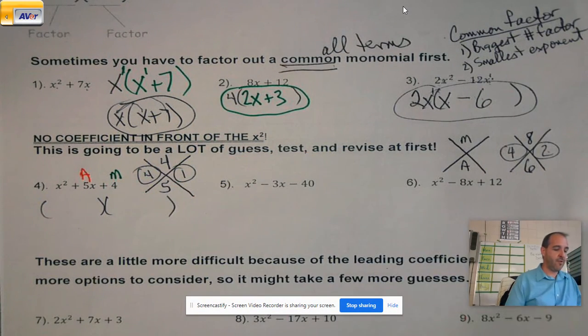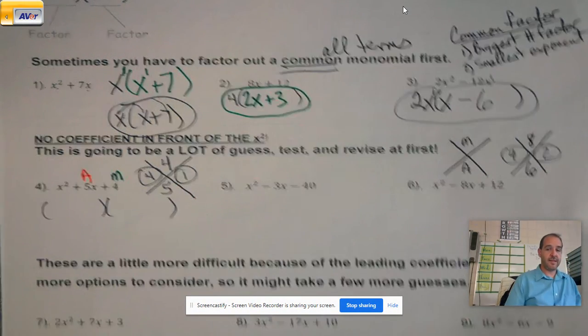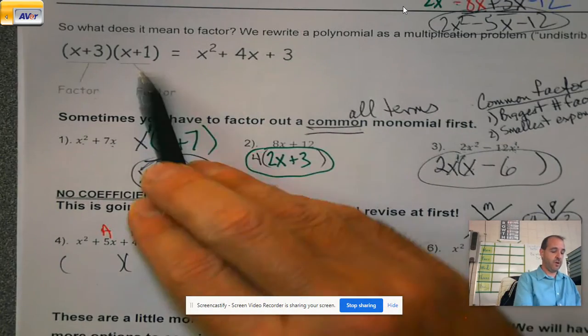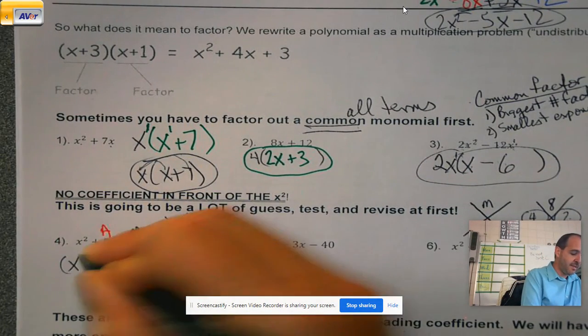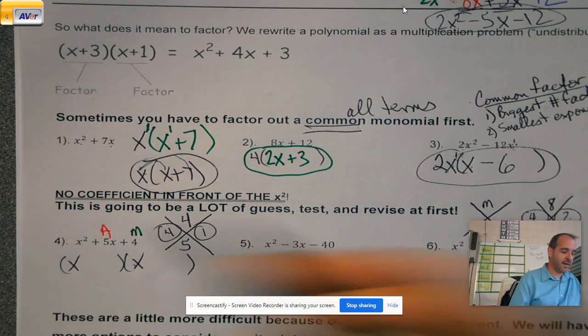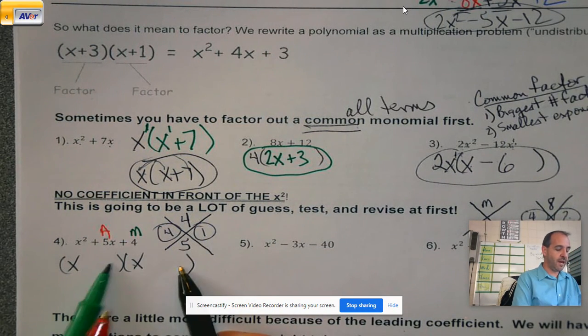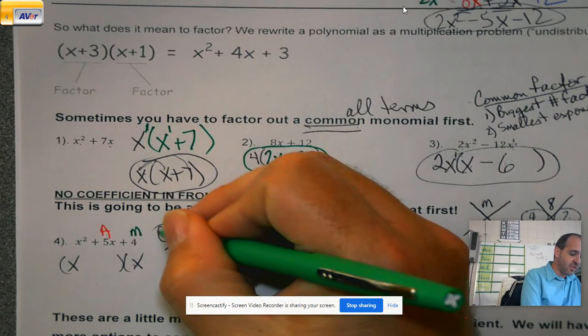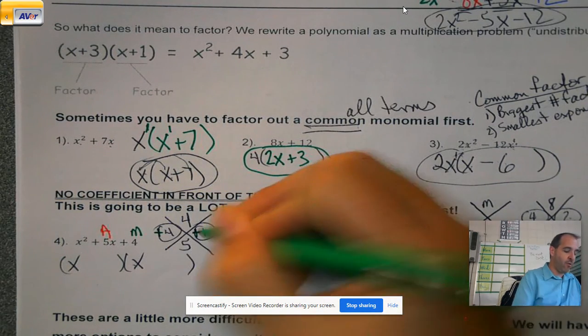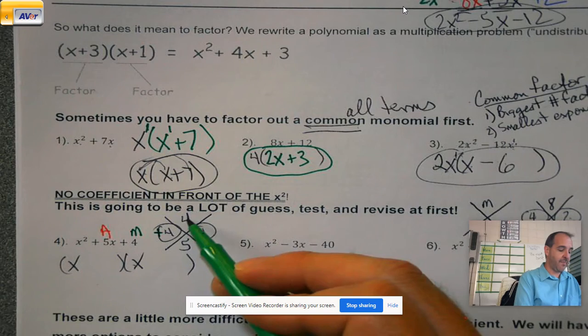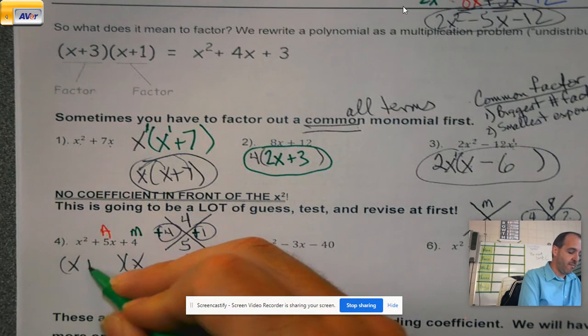I'm going to make 2 sets of parentheses. Okay, it's going to end up looking like this one does. Put my x to start, because x times x is x squared. And then these 2 values are the 2 values I'm going to put here with the same signs. So it'd be positive 4 and positive 1, multiply to positive 4 and add to 5.